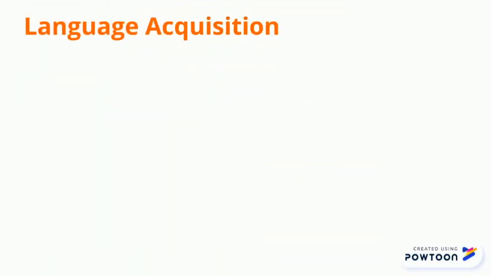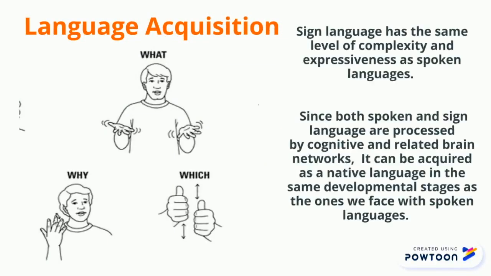Sign language has the same level of complexity and expressiveness as spoken languages. Since both spoken and sign language are processed by cognitive and related brain networks, it can be acquired as a native language in the same developmental stages as the ones we face with spoken languages.